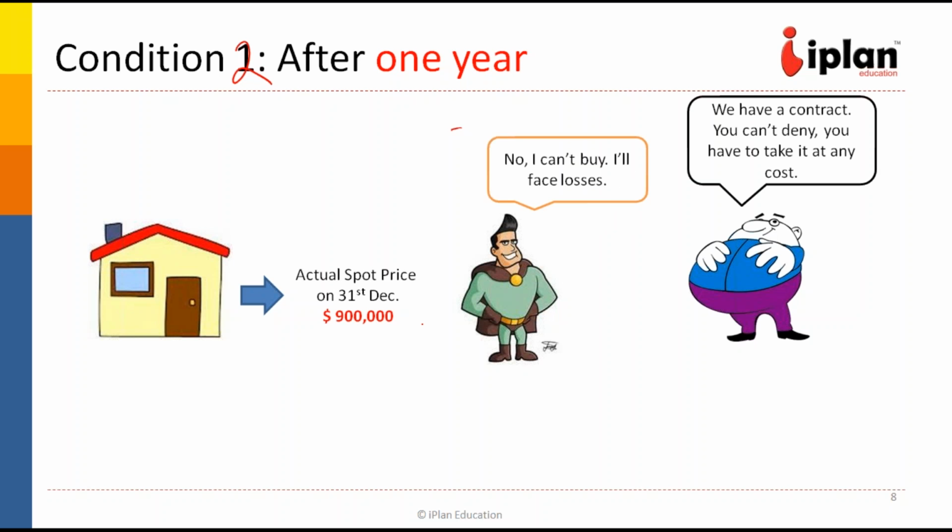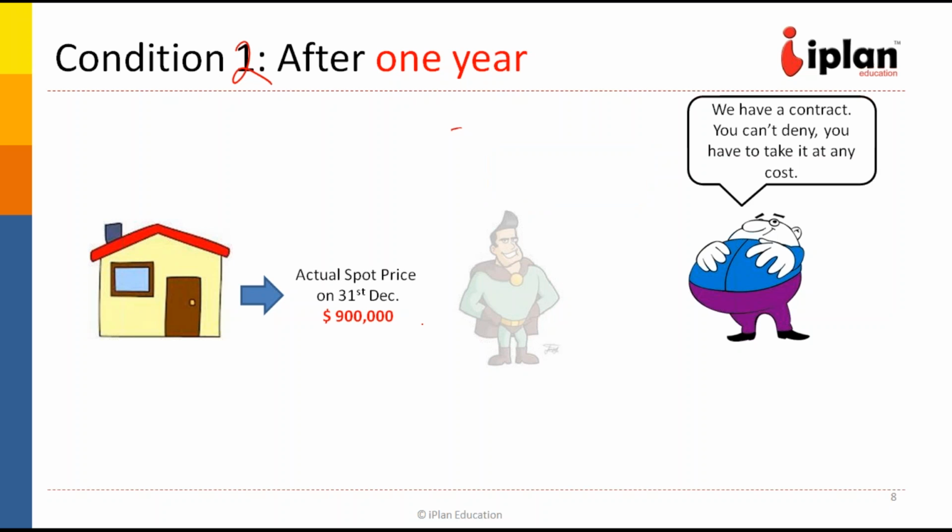Then the seller says, we have a contract. If you deny, I'll drag you to court. And in court, you have to pay because we have an agreement. So in a future contract, if it is profitable, you have to execute and get the profit. If you have losses, you have to execute and bear the losses. So you have unlimited profit and unlimited loss. You cannot deny. You have to face the losses and you have to take the profit.